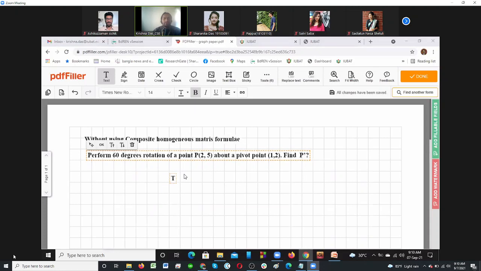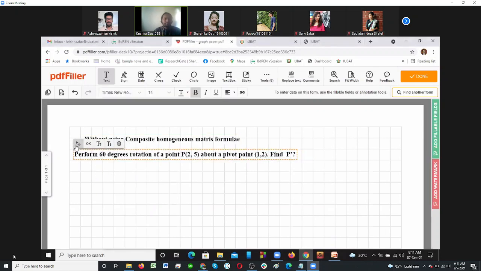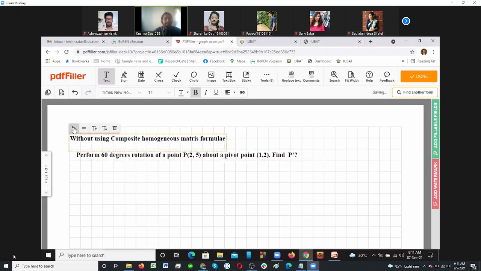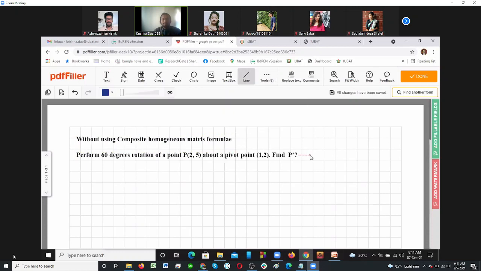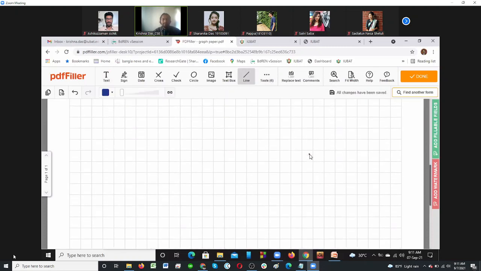Okay, so what we need to do first: we are doing this one without using the composite formula. Just do not mix them up. When we do it without using the formula, the first thing we need to do is follow the order. We have seen that the order was first doing the negative translation. So in my space, let us start by drawing the graph first, which will be better.